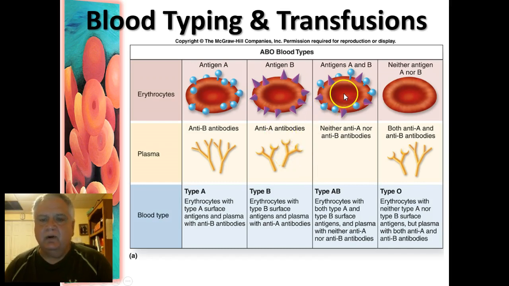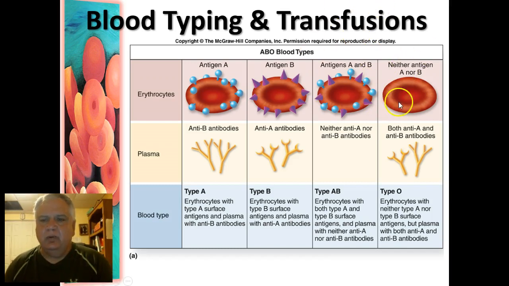How about the AB person? Can they receive A? Yes, they don't have any antibodies. Can they receive B? Yes, they don't have any antibodies. Can they receive type O? Yes, type O doesn't have any antigens and they don't have any antibodies. With that in mind, type AB blood is oftentimes referred to as the universal recipient.